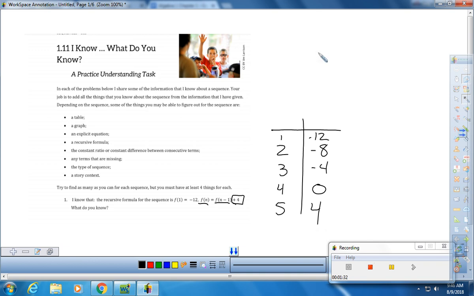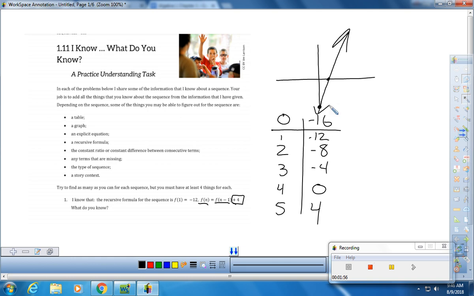What will this graph look like? Well, let's just sketch it. Let's figure out where we start. What would the zeroth term be? Negative 16. So it would be starting way down here. And we go to 4 comma 0, so we'd hit it somewhere like there.